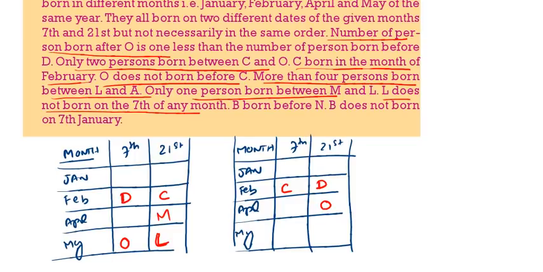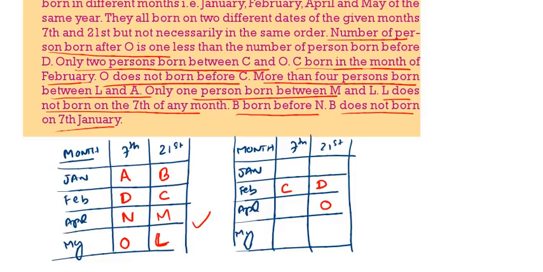Now more than 4 persons between L and A. B was born before N. B does not born on 7th January, so B is here, N is here, and here we will get A. Now come to the second case. This is correct, but we have to see why the second case is wrong.